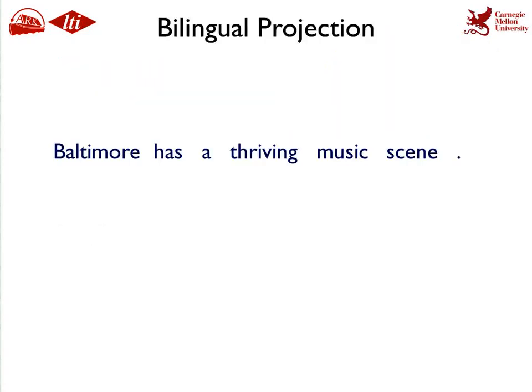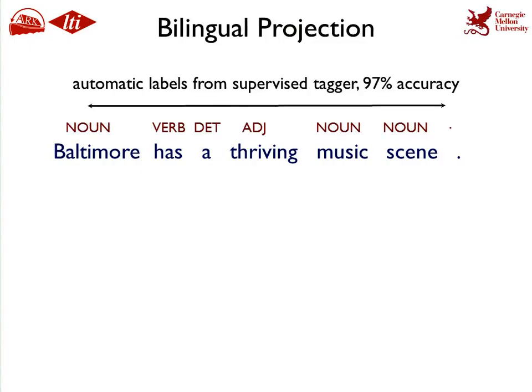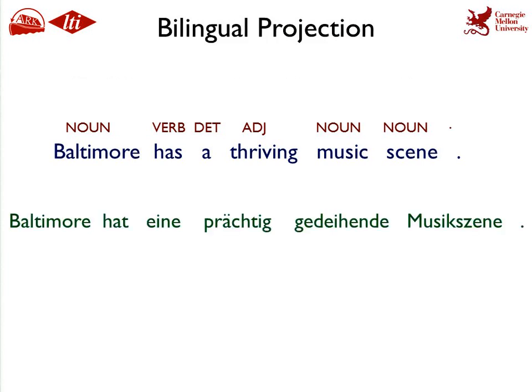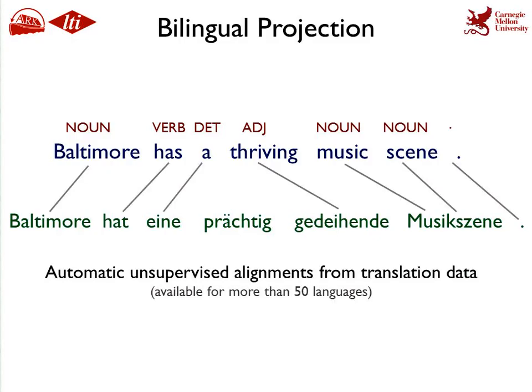So next we come to the idea of bilingual projection. Given this English sentence, we already have a supervised part-of-speech tagger from which we can gather automatic labels with very high accuracy. Now, let's say we are trying to build a tagger for German. We can take this sentence's German translation, and we can also gather automatic unsupervised word alignments from translation data, and this is available for a variety of languages.